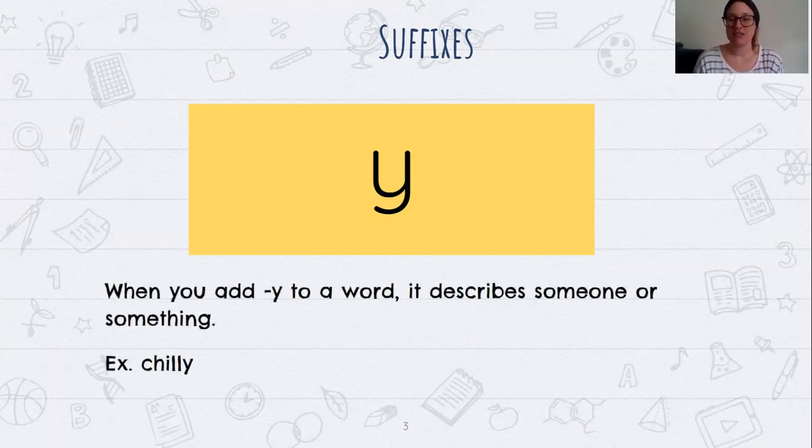When you add suffix Y to a word, it's different than having the Y as part of the word. There's a base word and the Y as a suffix. When you add Y, it describes someone or something. An example that Mrs. Jones used yesterday was the word chilly. That is describing someone or something. So if you're describing the temperature as chilly, that means that there's chill in the air, so it's kind of cold.